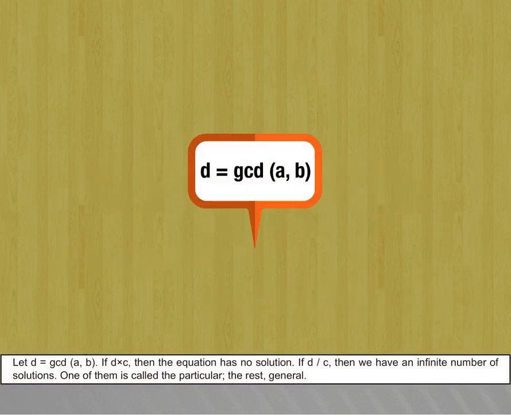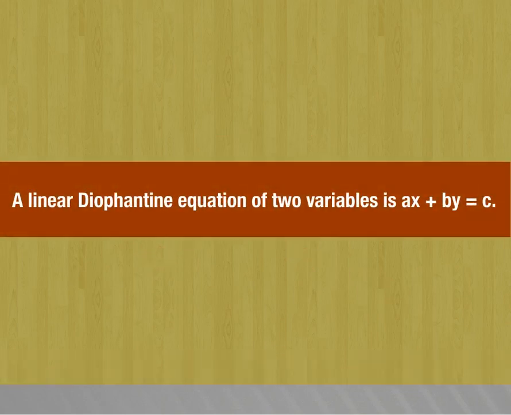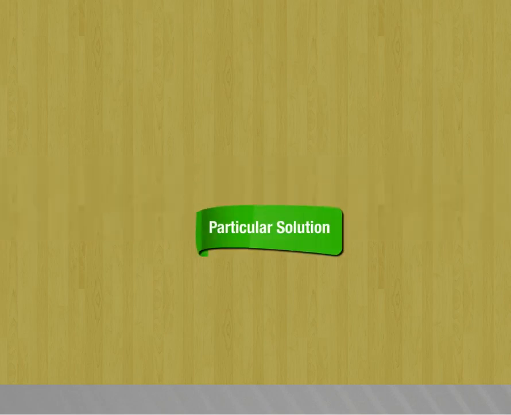Let d be equal to GCD(a, b). If d does not divide c, then the equation has no solution. If d divides c, then we have an infinite number of solutions. One of them is called the particular solution, and the rest are the general solutions. A linear Diophantine equation of two variables is ax plus by is equal to c. Particular solution.